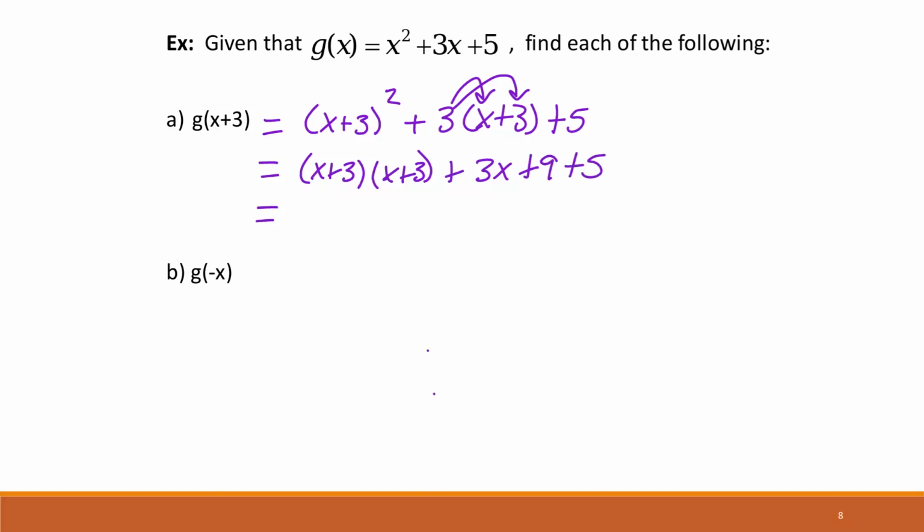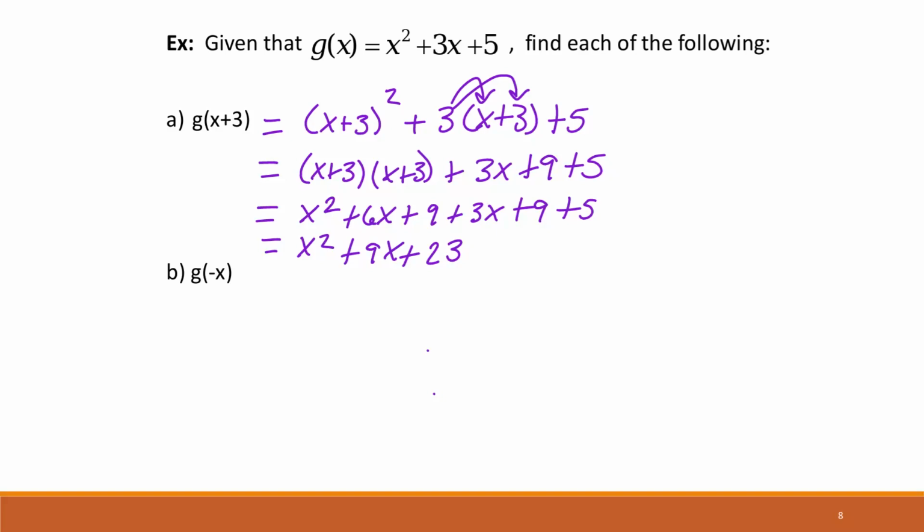And so here I'm actually going to do this multiplication of x plus 3 times x plus 3. So that's x squared plus 6x plus 9. And then I'm just bringing down the other terms that we already did. And then I'm simplifying by combining like terms. So we have x squared plus 9x plus 23.